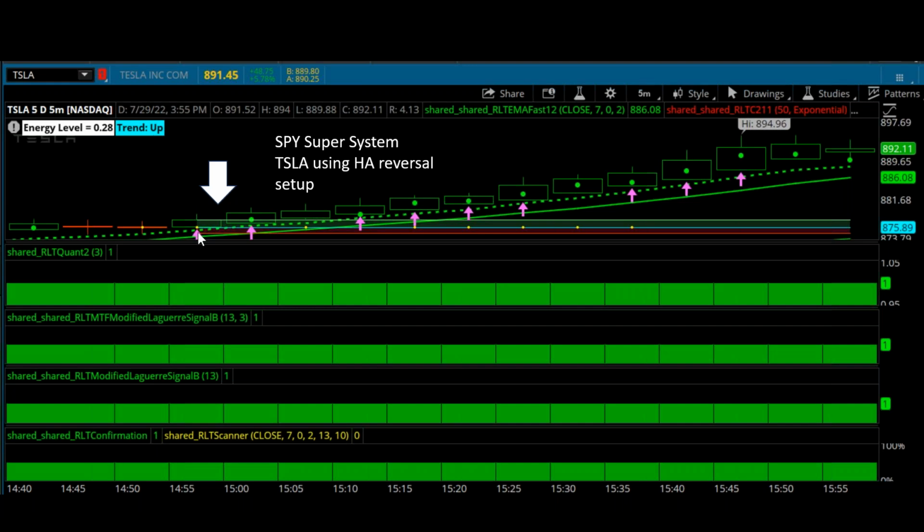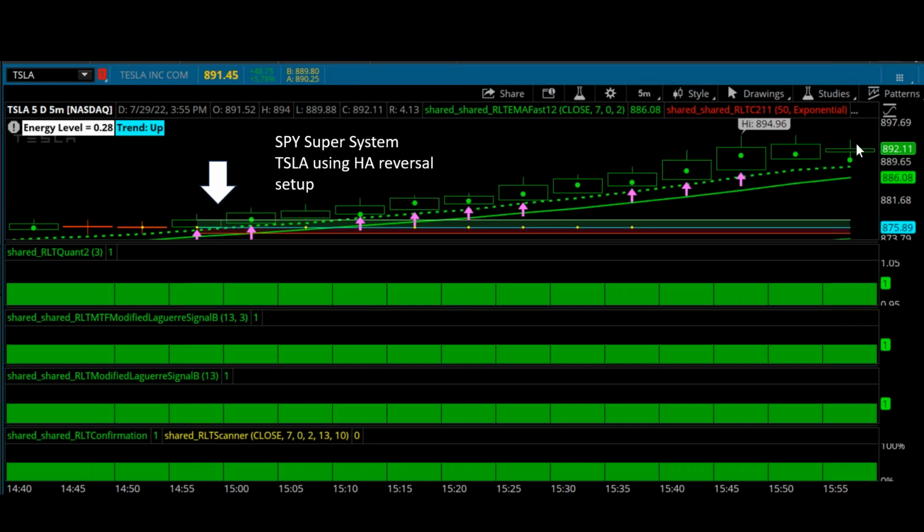The compass system, or the SPY Super System, puts this little red arrow in here for a compression break. So I know I'm getting a compression break out here. This is where I take the trade, as it breaks above the 15 with a compression break. And I ride this right up. These are Heiken Ashi candles. Notice the flat bottoms, all the way up, all the way up, all the way up.